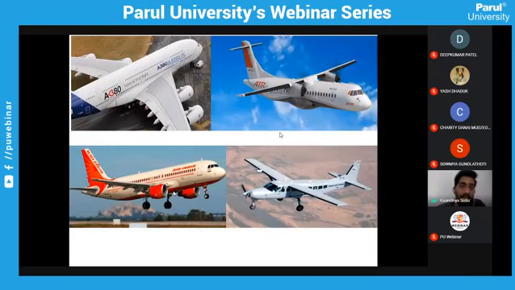Okay. The first, on the left side, aircraft with turbofan engines. In general, heavy aircraft use turbofan engines because they have a high bypass ratio, which gives you high thrust for longer periods of time.